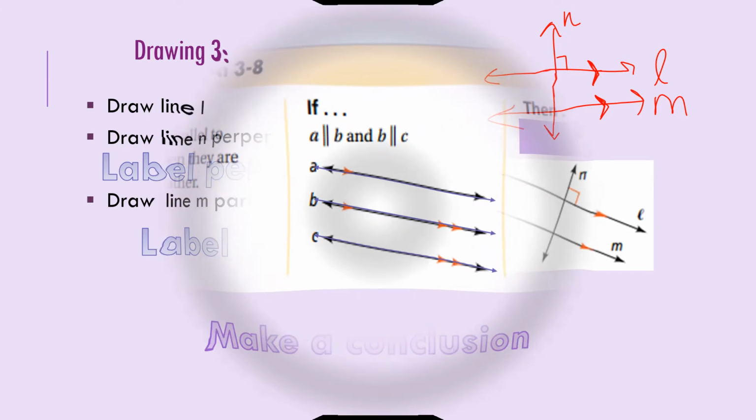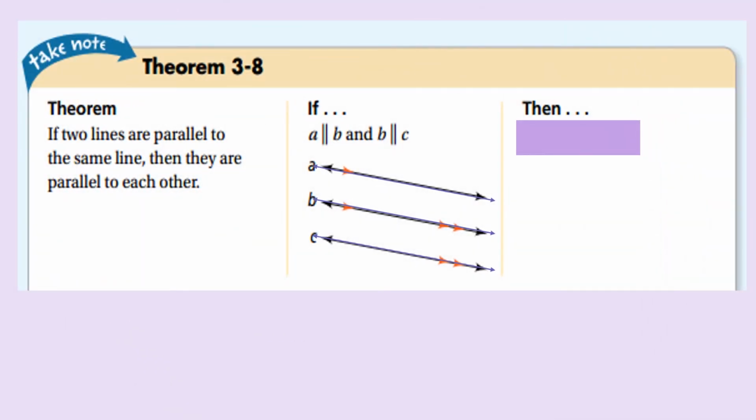Okay. So theorem 3-8. If 2 lines are parallel to the same line, then they are parallel to each other. So what we just did in drawing number 1, we have A is parallel to B, B is parallel to C, which means that A has to be parallel to C. So all of them are parallel together. Make sure to get that written down on your notes. This part here.